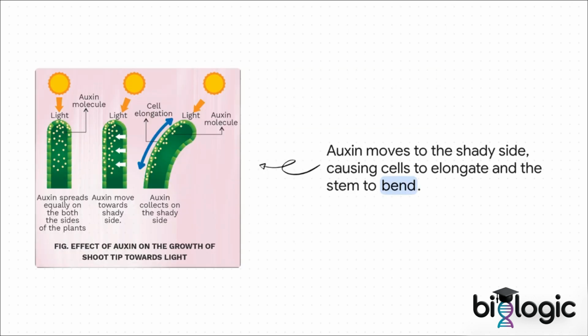Let's look at a classic example. You know how a houseplant bends toward the window? Here's how that works. That hormone, auxin, doesn't like light. So when sunlight hits one side of the stem, all the auxin runs over to the shady side.